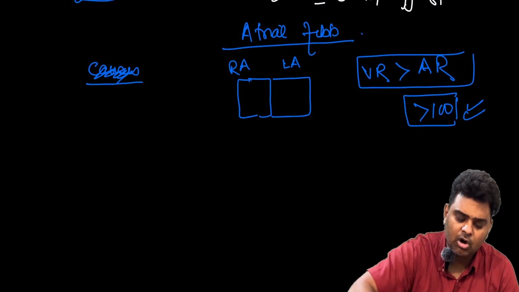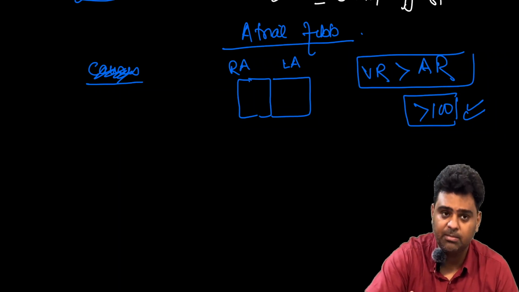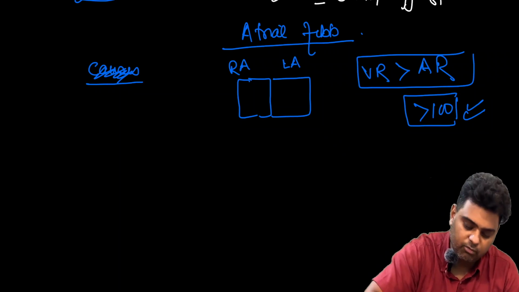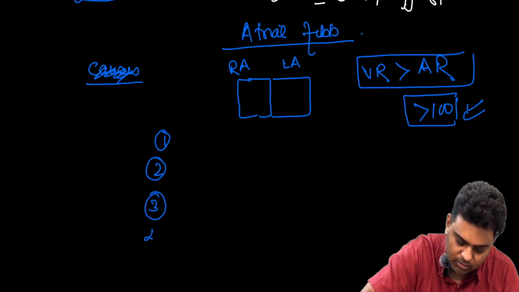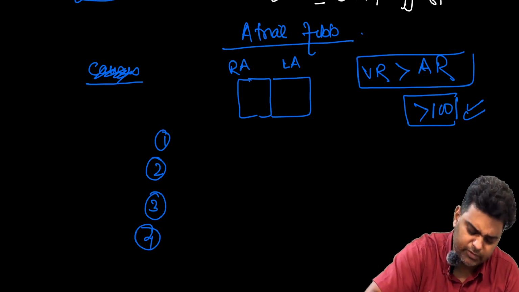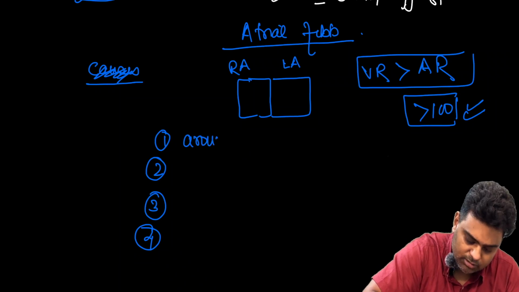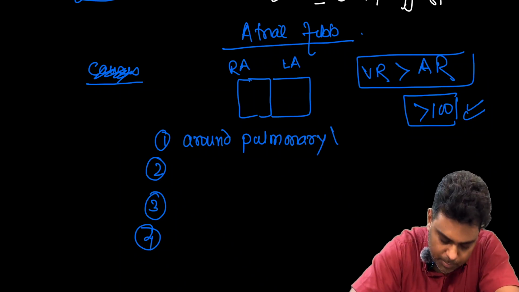Now there are a lot of places where automaticity can develop, reentrant circuits can develop, and they can fire. The exact mechanism is not known, but there are 4 places which we have to remember. Although any part of the atrium can fire, there are 4 areas. One is the area around the pulmonary vein.